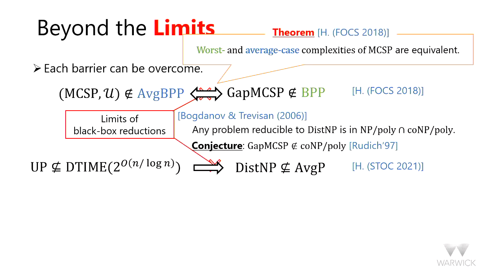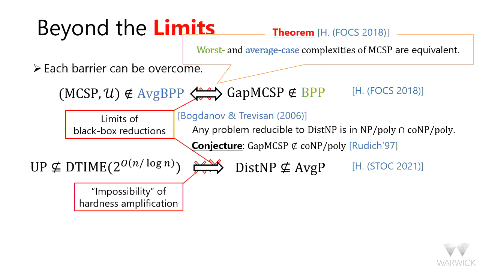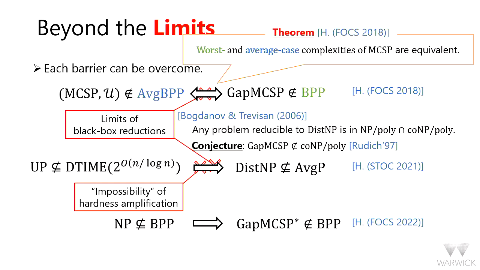And this also cannot be proved by standard proof techniques such as black box reduction nor hardness amplification procedures. So we really need new types of proof techniques in order to prove this kind of result. And finally, we can also go beyond relativizing proof techniques if you consider NP hardness of MCSP star, which is a partial variant of MCSP.